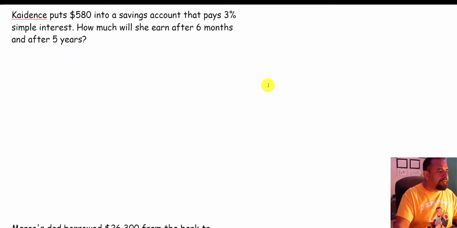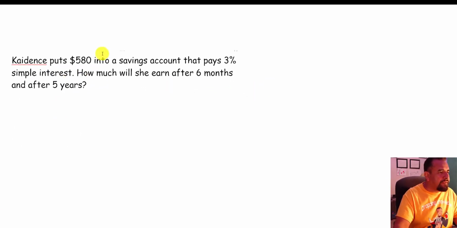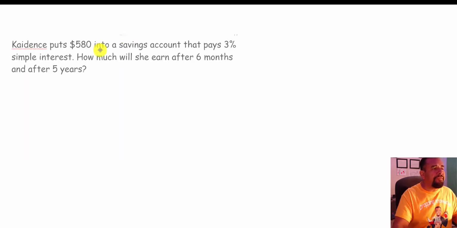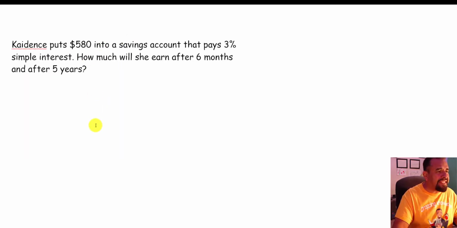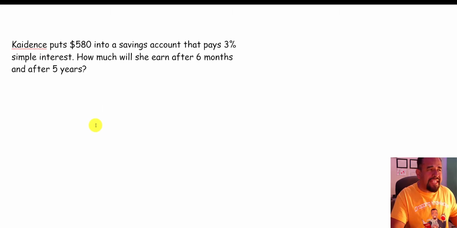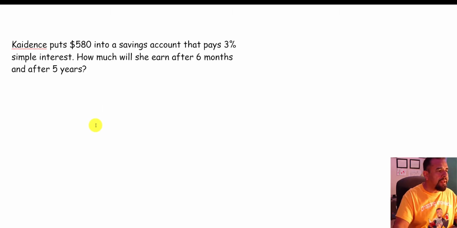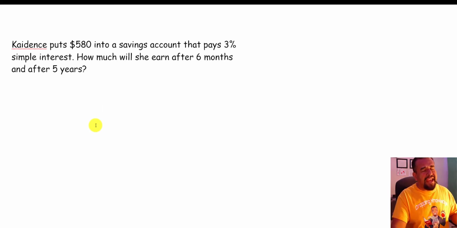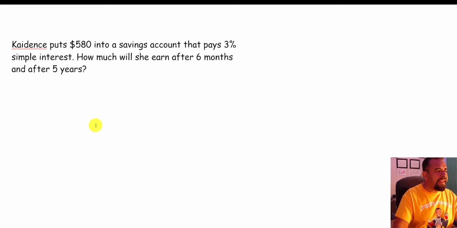So here's the first one. Cadence puts $580 into a savings account that pays 3% simple interest. How much will she earn after 6 months and after 5 years? Good question. So let's figure that out.